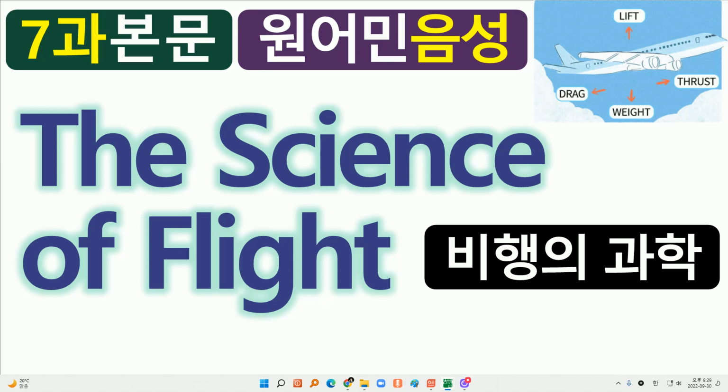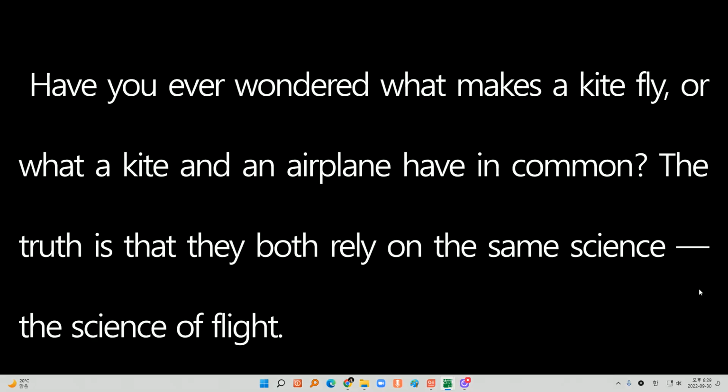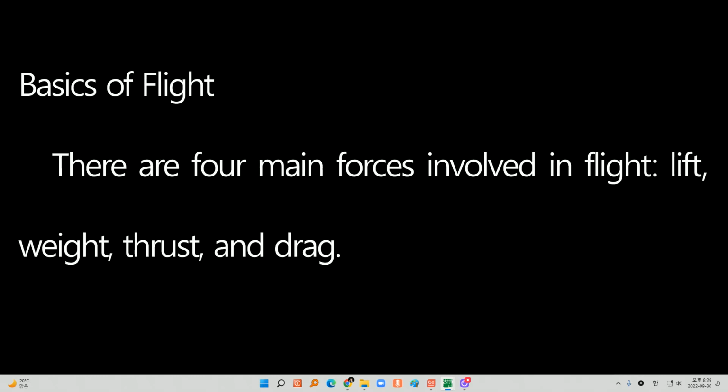The Science of Flight. Have you ever wondered what makes a kite fly, or what a kite and an airplane have in common? The truth is that they both rely on the same science, the science of flight. Basics of flight. There are four main forces involved in flight: lift, weight, thrust, and drag.